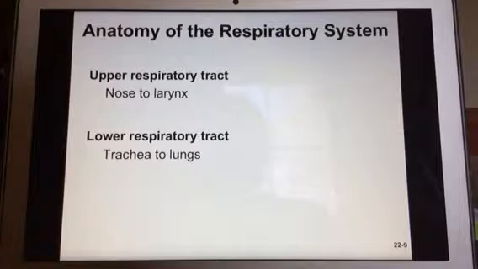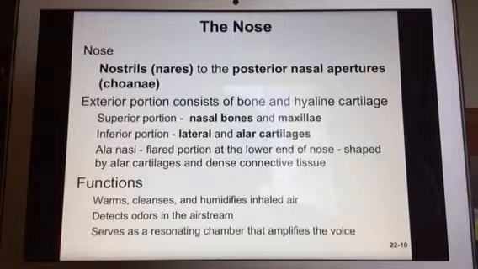The respiratory tract is also divided up to upper and lower. Now this is kind of loosely utilized. I wouldn't rely on it too much, but from the nose to the larynx is considered the upper respiratory tract, and then from the trachea to the lungs is considered lower. So let's look at each one closer.